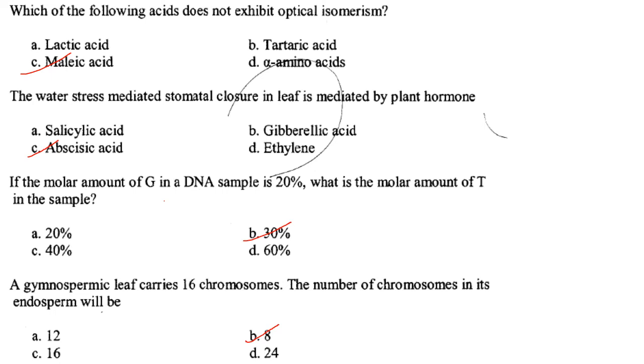Then a gymnospermic leaf carries 16 chromosomes. The number of chromosomes in its endosperm will be. So endosperm in a gymnospermic plant is a haploid structure which is formed without fusion of gametes and represents the female gametophyte. So leaf of gymnosperm belongs to the sporophytic generation. So 2n is equal to 16 and n will be 8. So endosperm will be 8. Answer is option B.